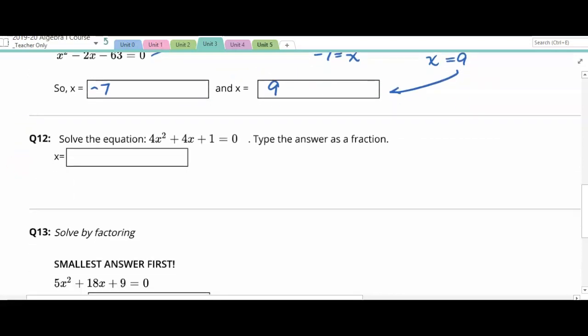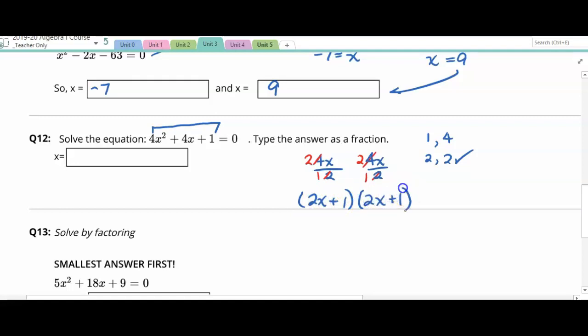This one would be more challenging to do as a factor, but it's not impossible. Numbers that multiply to give me 4 would be 1 and 4, 2 and 2. Numbers that add to give me 4 would be 2 and 2. So 4x over 2, 4x over 2, these both reduce to 2x over 1, which means I get 2x plus 1, 2x plus 1.